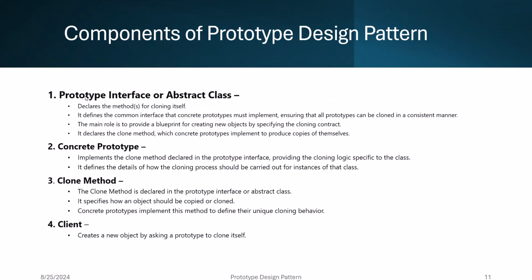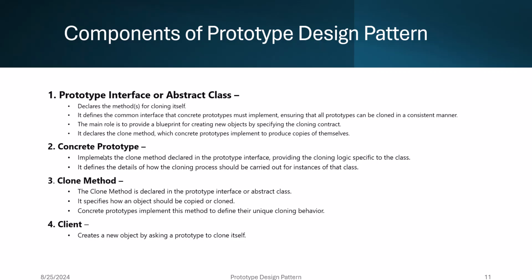So let's see. The prototype interface declares the method of cloning itself, and it can be an interface or an abstract class. It defines the common interface that concrete prototypes must implement, ensuring that all the prototypes can be cloned in a consistent manner. The main role is to provide a blueprint for creating new objects by specifying the cloning contract. It declares a clone method which concrete prototypes implement to produce copies of themselves.